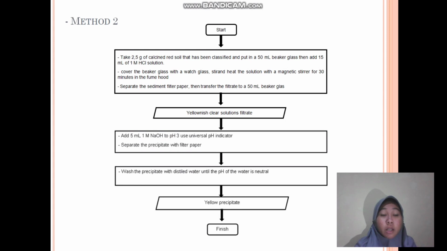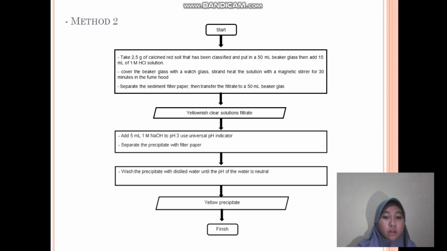The next method, method 2. Take 2.5 grams of calcined red soil that has been calcined and put it in a 50 milliliter beaker glass, then add 15 milliliters of 1 M HCl solution. Cover the beaker glass with a watch glass and stir the solution with a magnetic stirrer for some minutes in the fume hood. Spread the sediment on filter paper, then transfer the filtrate to a 50 milliliter beaker glass.